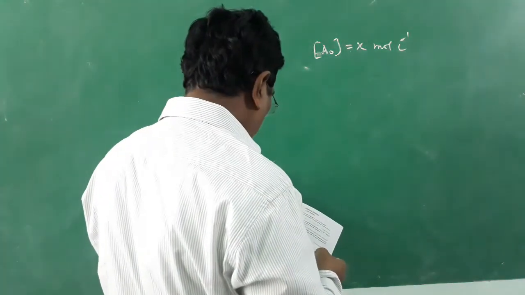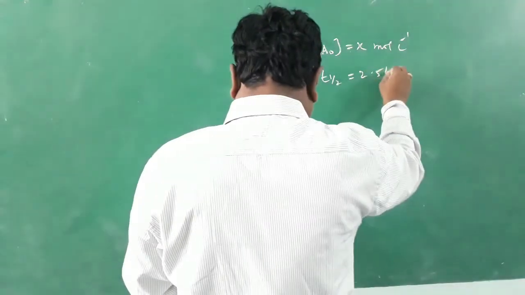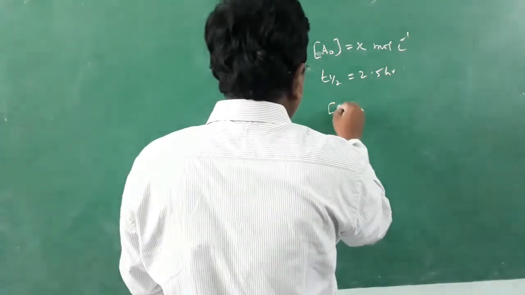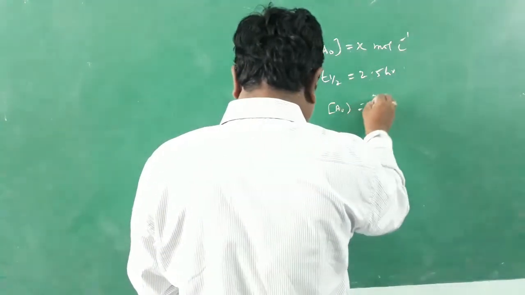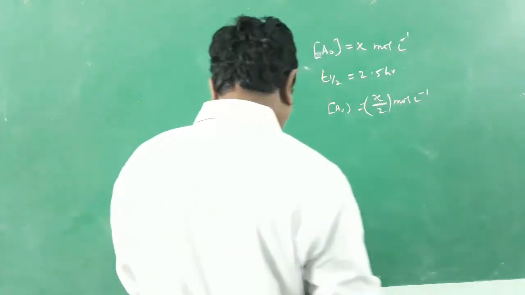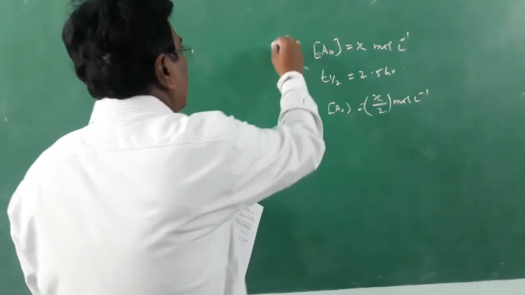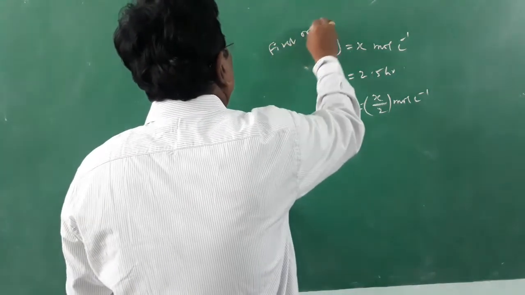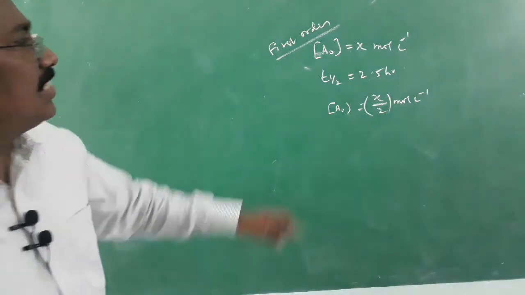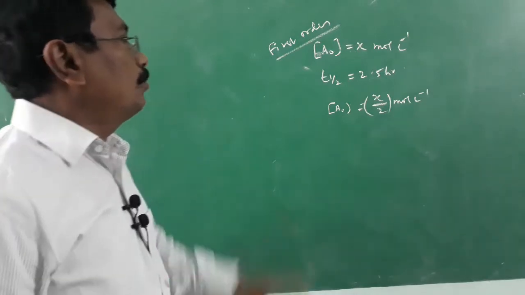Has the half-life period of 2.5 hours. For the same reaction with initial concentration x by 2 mole per liter, what is the half-life? So it is a first order reaction. Very beginning they are given it is a first order reaction. For a first order reaction, half-life period is independent of the initial concentration. Whatever may be the initial concentration, half-life period is 2.5 hours.